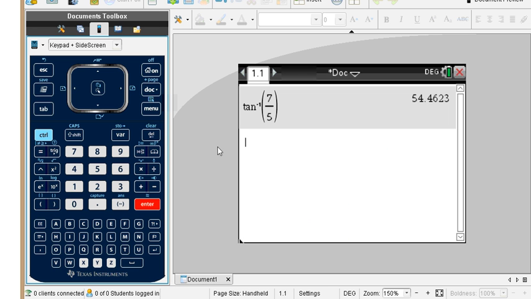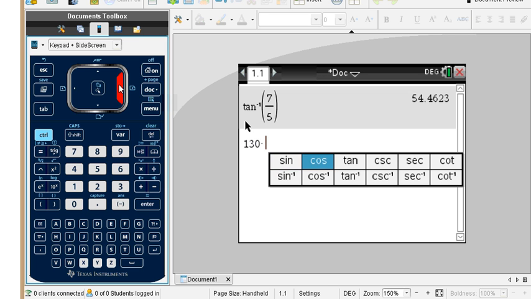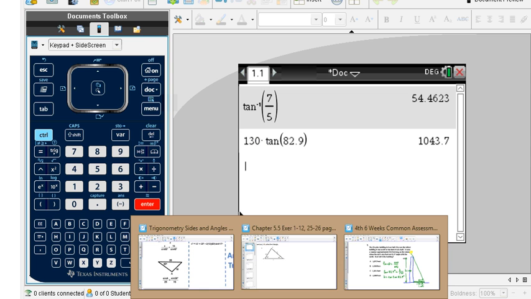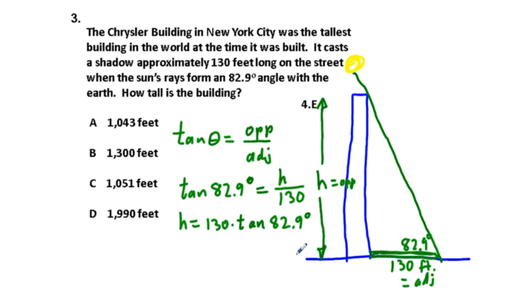Anyway, so we're still in degrees, 130 times the tangent of 82.9 degrees. And we get 1,044, rounded to the nearest foot.